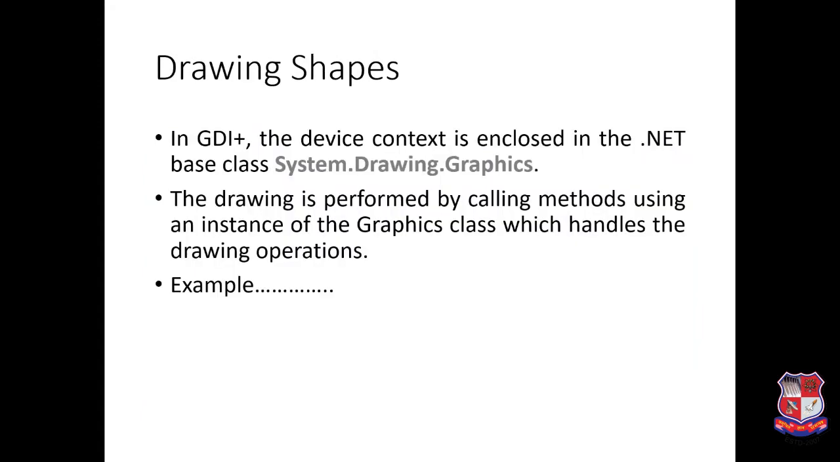Now we'll see how we can draw some shapes on a Windows form. For that, we have to use some classes, and those classes are available in the .NET framework. All the base classes are available in the System.Drawing.Graphics class. The drawing is performed by calling methods using an instance of the Graphics class, which handles the drawing operations. So if we want to create some shapes or graphics on a Windows form, we have to use an object of the Graphics class, and using that object we have to call some methods of that class to do the drawing operations. Let's see some examples of drawing shapes on a window form.